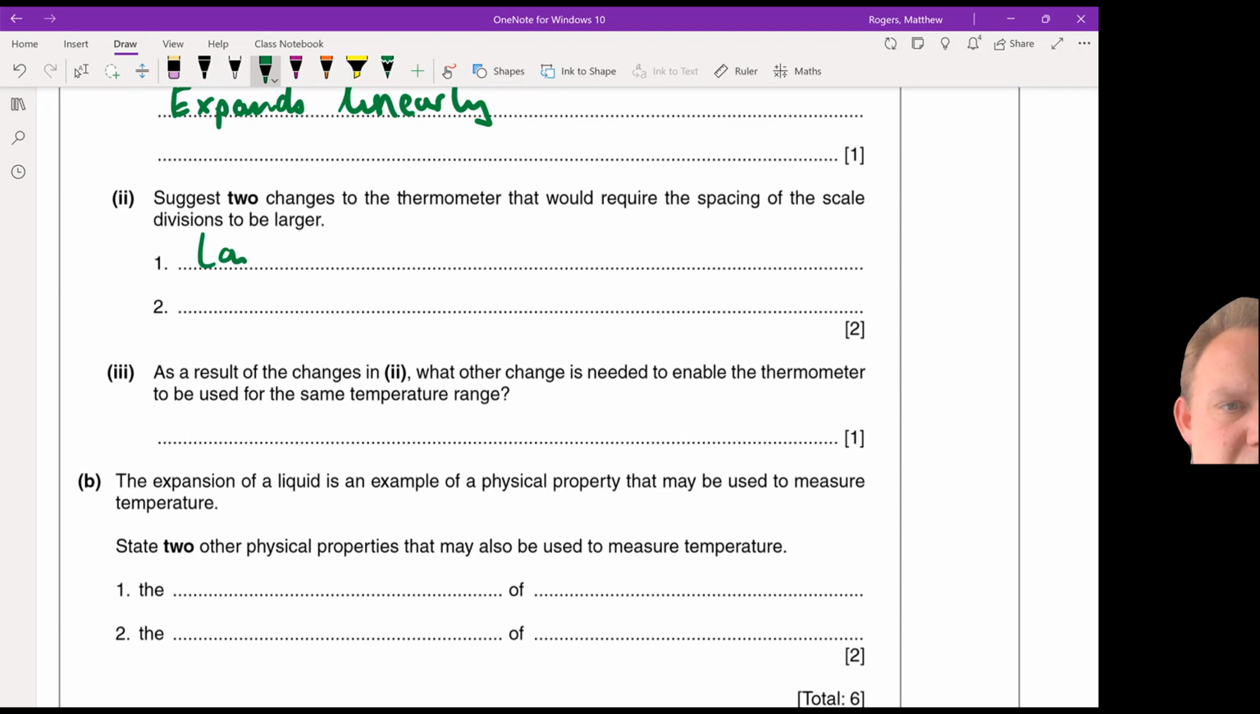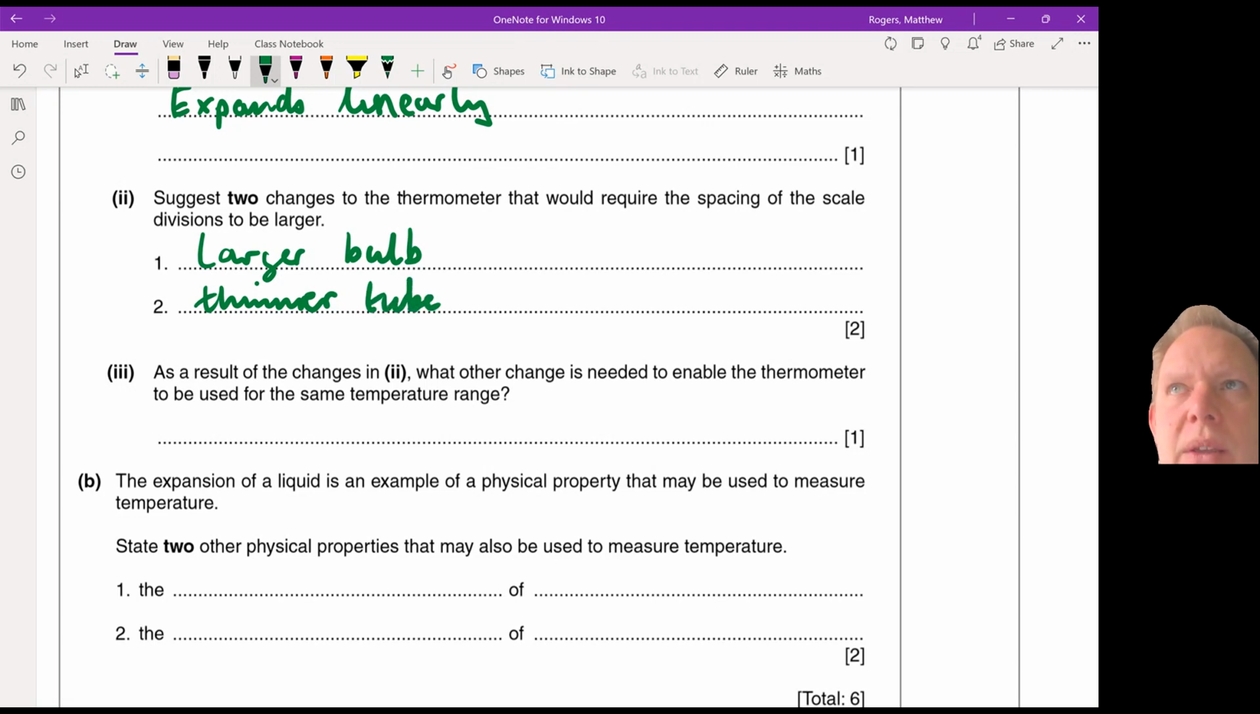So I think the most obvious 2 are having a larger bulb, putting more liquid in to expand effectively, or having a thinner tube, a thinner bore in the middle of the thermometer. If you didn't write larger bulb, you could just write more liquid. I think if you're going to put more liquid in, then it needs a larger bulb, but it does allow more liquid. The last would be to change the liquid, so a liquid with greater expansivity would also work as a change.